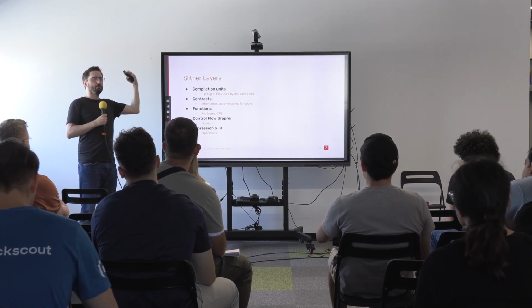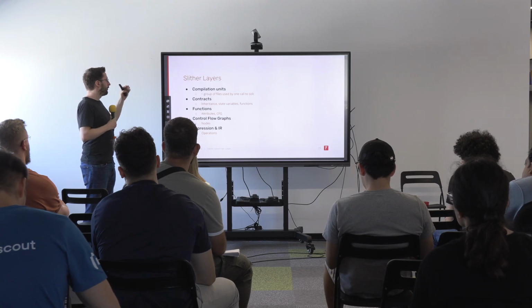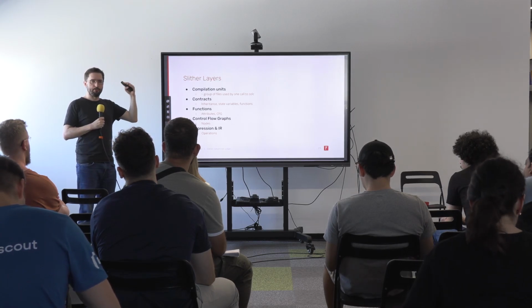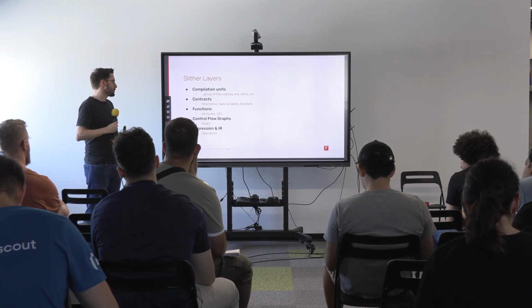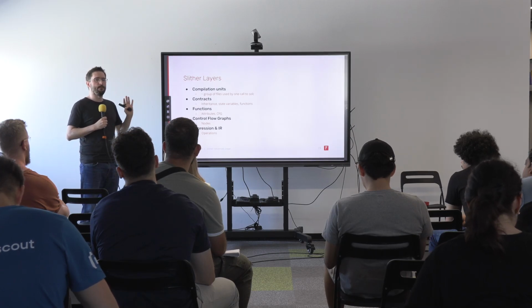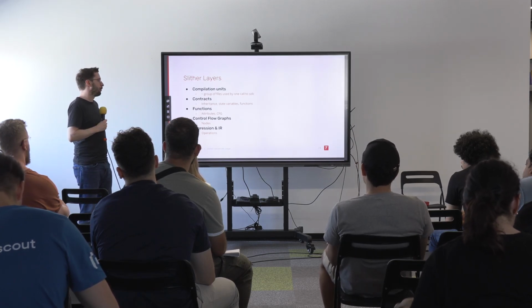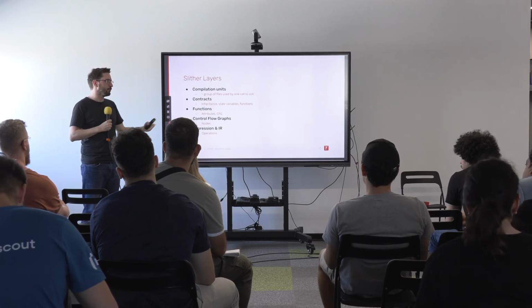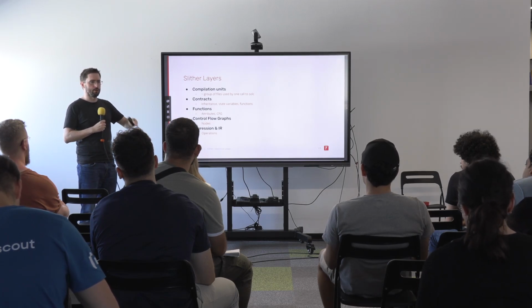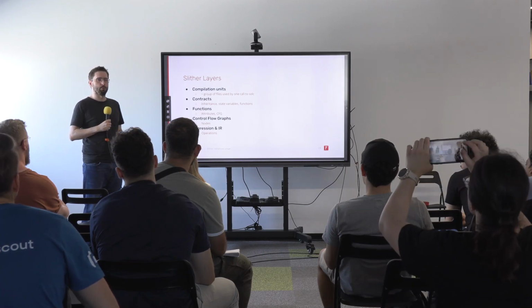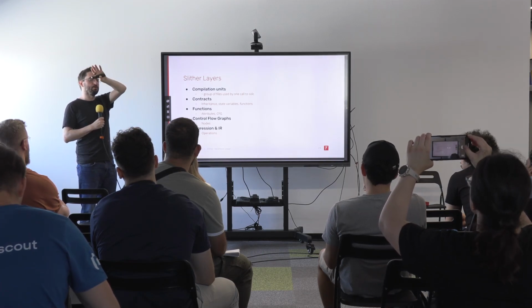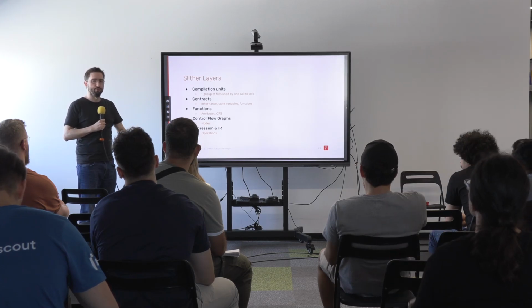From the moment you have the Slither object in Python, there are different layers, different groups of information. On a high level, you can consider 5 layers that we are going to go through one by one. The first one is compilation unit, then contract, function, control flow graph, and expression and intermediate representation. TLDR, it's really going from the high level to the lower level, one by one.